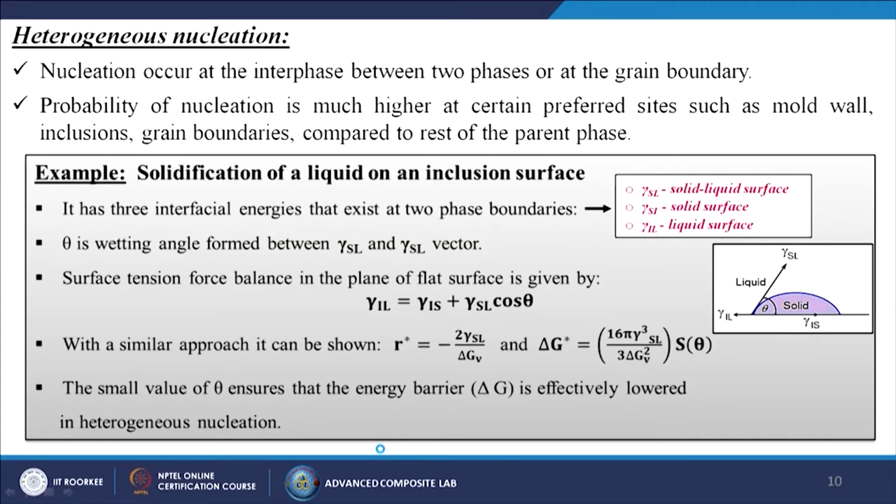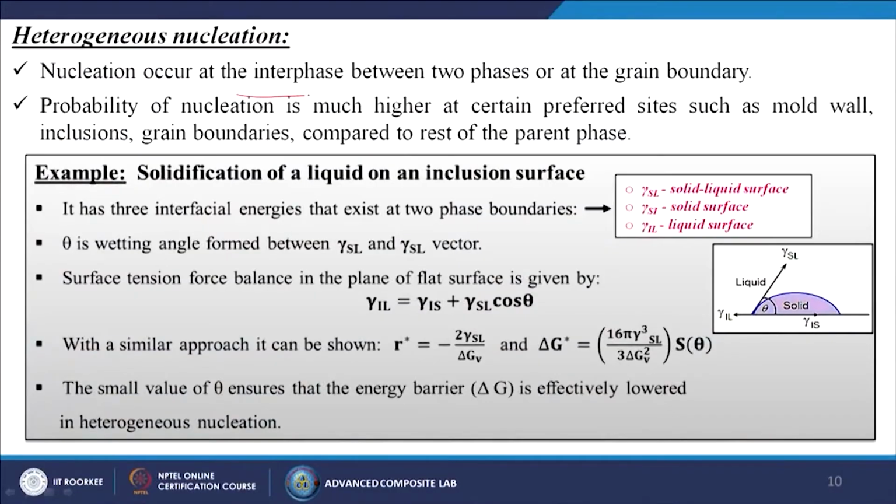Now, we are going to discuss heterogeneous nucleation. Already I told that in heterogeneous nucleation no new nucleation will take place, only whatever nucleation has already been done earlier, the growth will be only taking place. In this case nucleation occurs at the interface between two phases or at the grain boundary. The probability of nucleation is much higher at certain preferred sites such as mold walls, inclusions and grain boundaries compared to the rest of the parent phase. Example: solidification of a liquid on an inclusion surface.